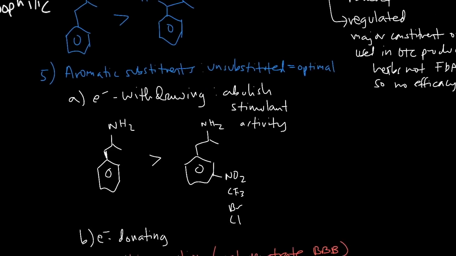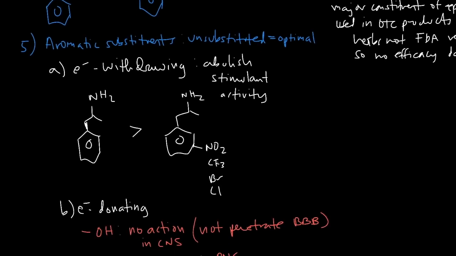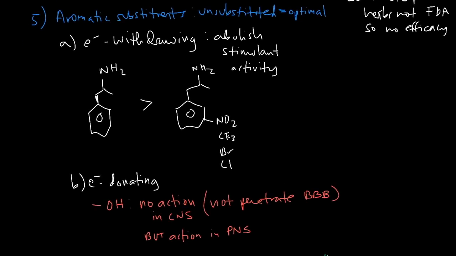Let's see, beta position. Number five. Aromatic substituents. Unsubstituted rings are optimal. However, adding an electron withdrawing group abolishes stimulant activity. So if you see here, amphetamine is more potent than the associated electron withdrawing analog.